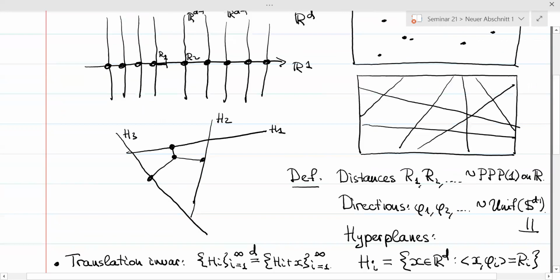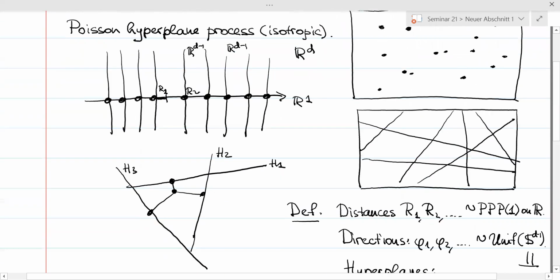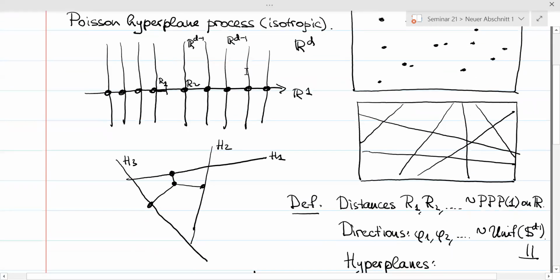This is not quite evident, but can be proved as follows. So first of all, suppose we have this construction where all hyperplanes have the same direction. Then it's completely trivial that it is stationary, just because the Poisson process is stationary.